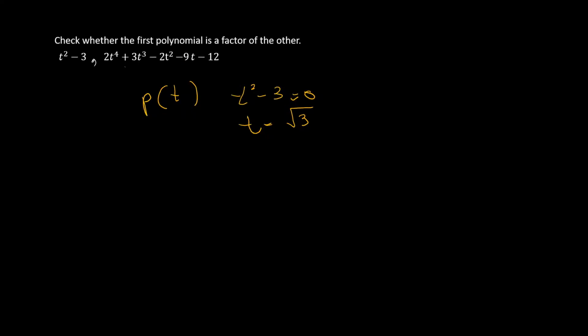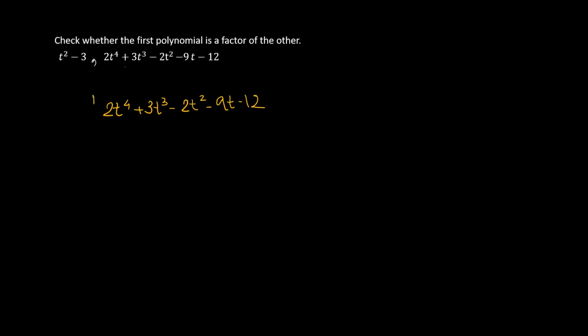So I'm going to do both right today. So let's start. To start, let's write it. First we'll write 2t power 4 plus 3t cube minus 2t square minus 9t and minus 12. Okay, and this here is getting divided by t square minus 3.